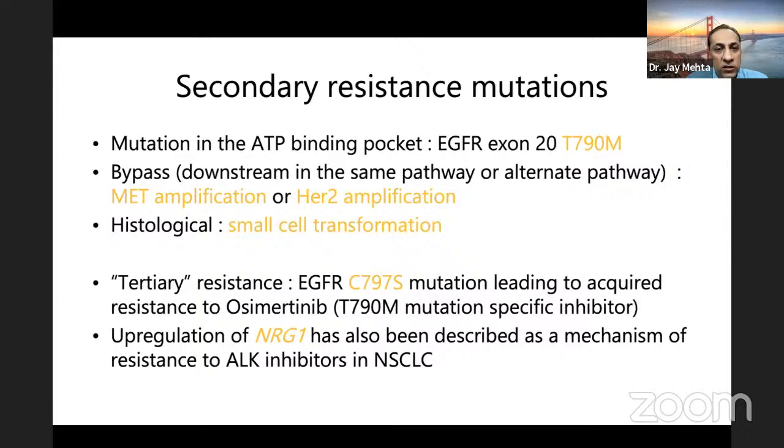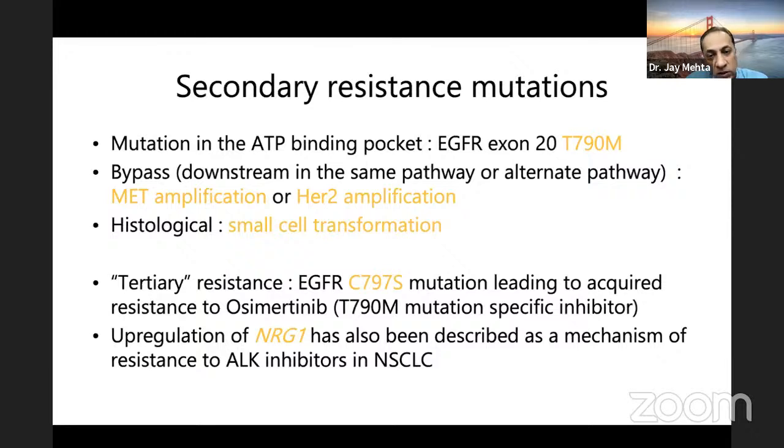Secondary resistance mutations. What we all know is the mutation in the ATP binding pocket, which is in exon 20, T790M. What about the other mutations? You can get bypass mechanisms such as MET amplification, HER2 amplification, and TRK, which I just mentioned. So these are the possible other ways that you can bypass the TKIs which are in action. Histologically, you can have a small cell transformation. So it's important to actually biopsy and not just obtain a liquid biopsy at the time of relapse, if it's doable. And there's something called a tertiary resistance.